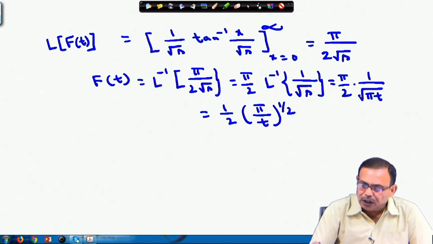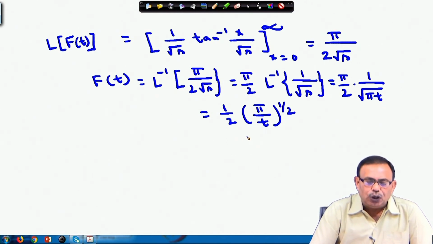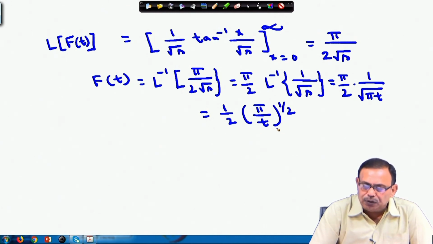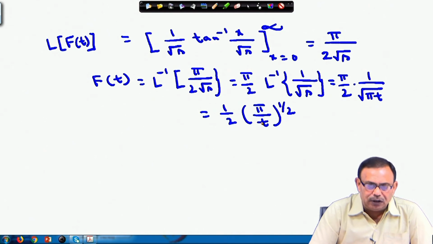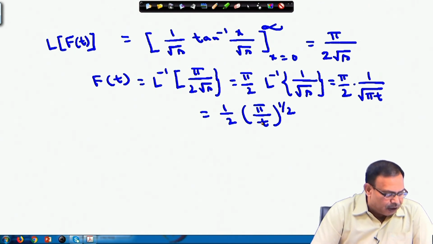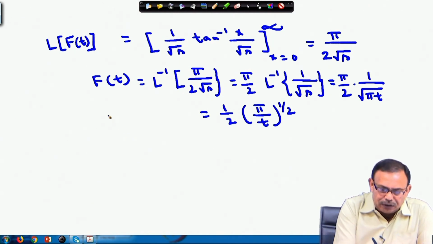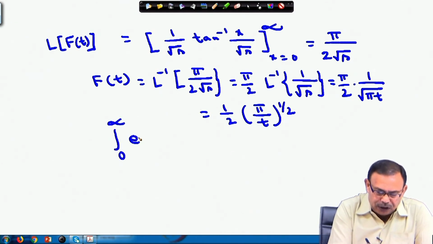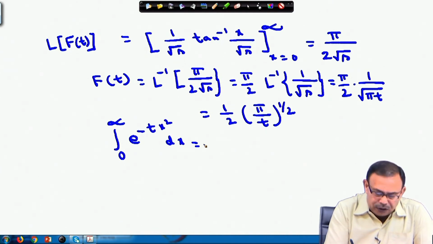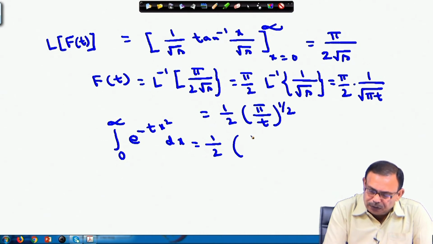Pi will be cancelled, basically root pi by root t. So f(t) you are getting is half into pi by t to the power half. So you see, using the convolution, using the properties of Laplace, I am obtaining the value of your f(t). So you can now tell that your f(t) is 0 to infinity e power minus t x square dx, and this is equal to half into pi by t to the power half.